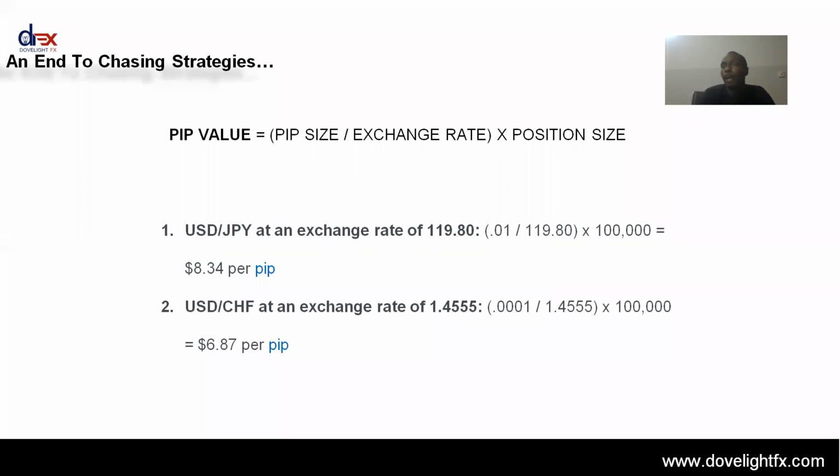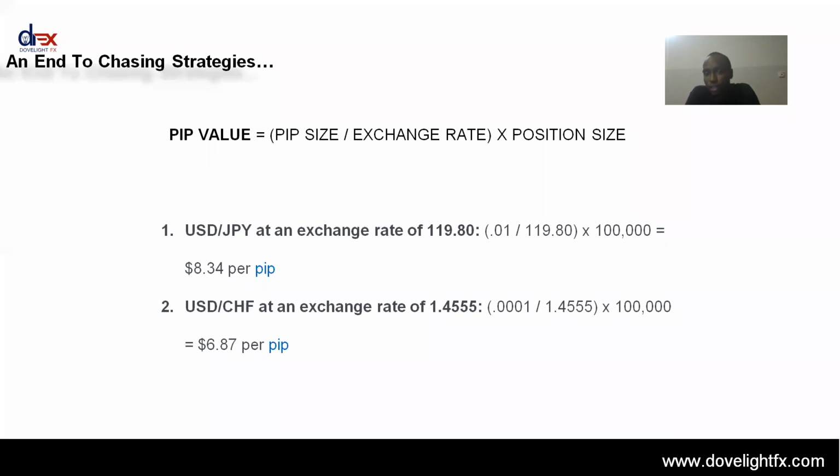I was talking about pip value, that is, if you want to calculate how much per pip of a certain currency pair. Example number one: you have USD/JPY at an exchange rate of 119.80. I want to determine how many dollars per pip for a lot size. For JPY pairs, we consider the second decimal place, which is 0.01, divided by the exchange rate, 119.80, times the position size. The formula and this example say it all, and it is going to be equal to $8 per pip.